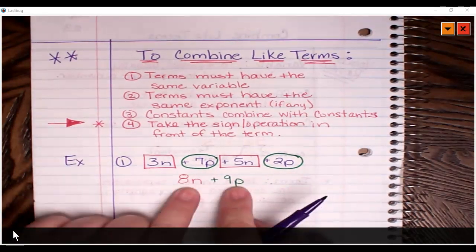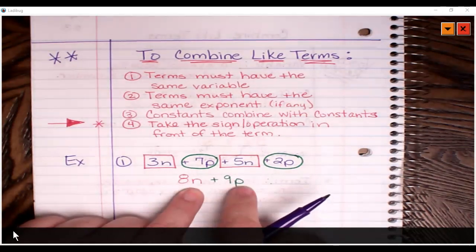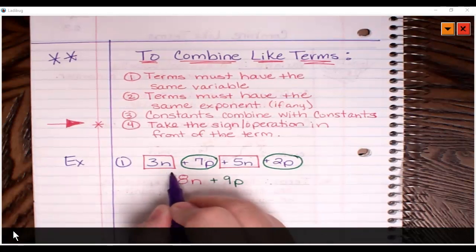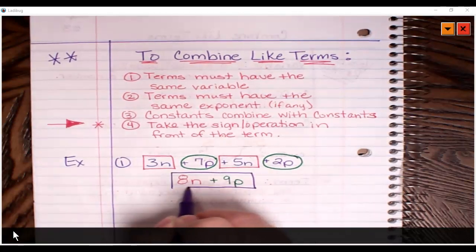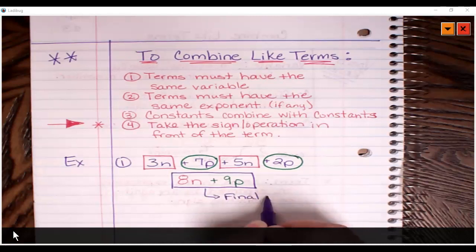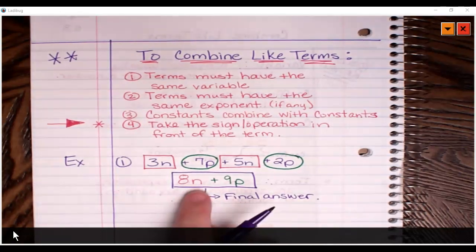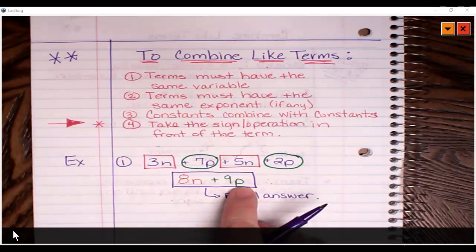And that's as much as I can go for a final answer. I cannot combine the variable n with the variable p. So this, my friends, is your final answer. Final answer. We cannot combine the n with the p variables. They are different.